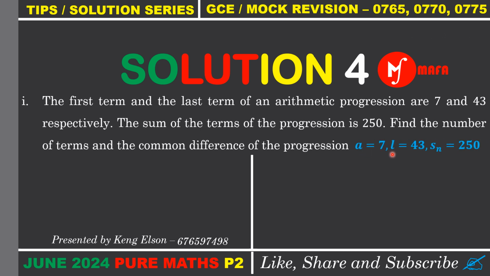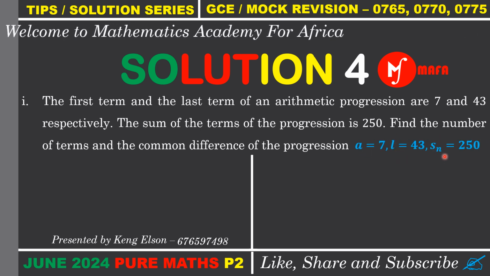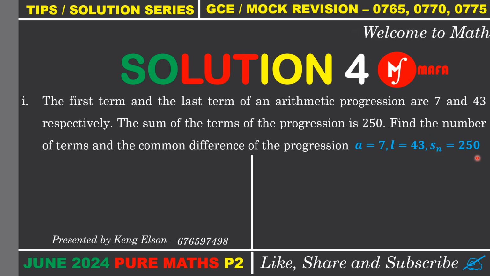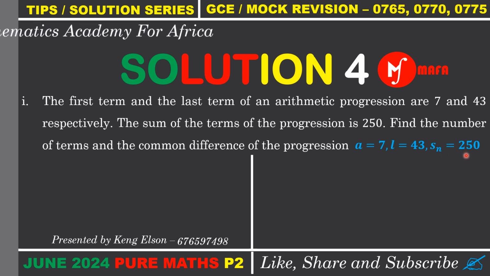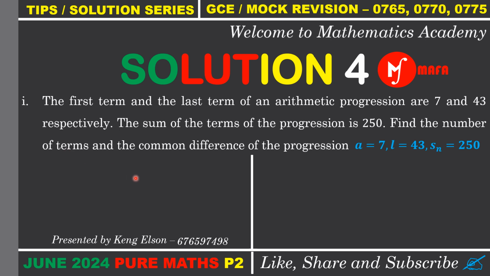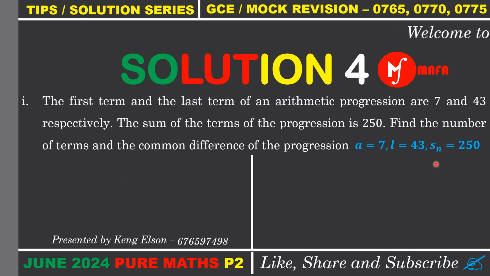a is the first term, l is the last term, and S_n is the sum of all the terms. We just say the sum of the first n terms, assuming that there are n terms. So a is 7, l is 43, and S_n is equal to 250. We are now going to find the number of terms, having in mind that our number of terms is n.